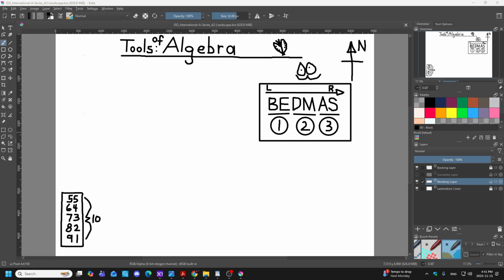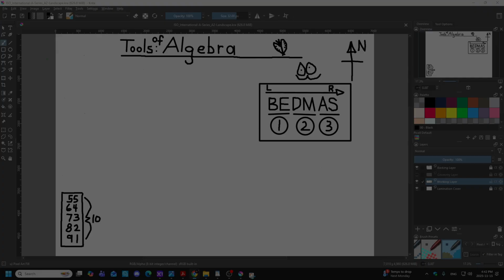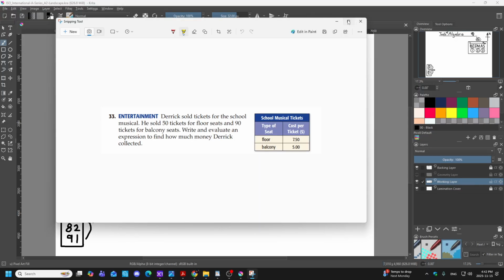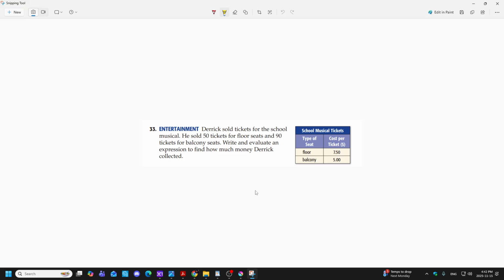Okay, quick snipping tool. There we go. And I'll share this problem. Again, to me, it's not a problem. It's a fun challenge. All right, this is what we have. Derek sold tickets for the school musical. He sold 50 tickets for floor seats and 90 tickets for balcony seats. Man, Derek is doing good, wasn't he?